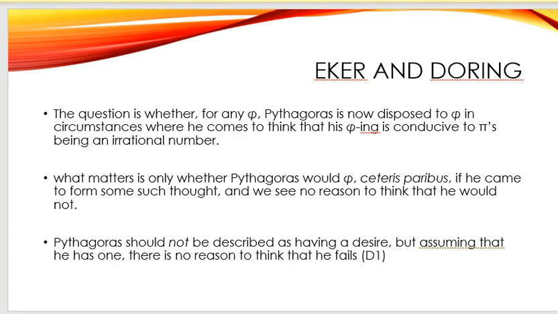So Pythagoras should not be described as having a desire, because he can't do those particular things. So he doesn't seem to have it as a desire. But assuming that he has one, there's no reason to think that he would fail to have D1 at that moment. So they think that D1 is true, right? If you're not disposed to doing something that you think is conducive to bringing it about that you obtain the object of your desire, then you don't have the desire. And while Pythagoras does not have the desire because he's not disposed to bringing it about, if he did have the desire, then he would meet D1.